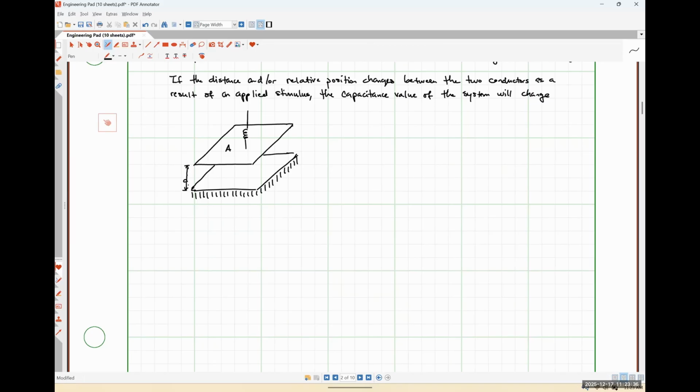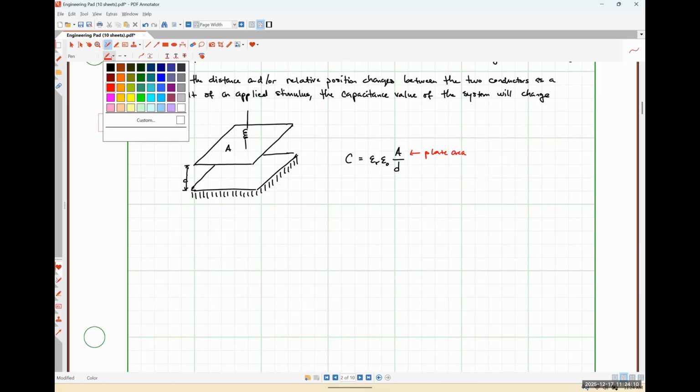Not going to get too far into the weeds with a derivation here, but the capacitance of a parallel plate capacitor like this is given by the relationship epsilon. And actually, let me write this out a little bit further. So I'm going to say it's epsilon R times epsilon naught times our cross-sectional area A divided by the distance between those plates. Okay. So let me just annotate this real quick so everybody's on board. So this is the plate area. This is the plate separation.